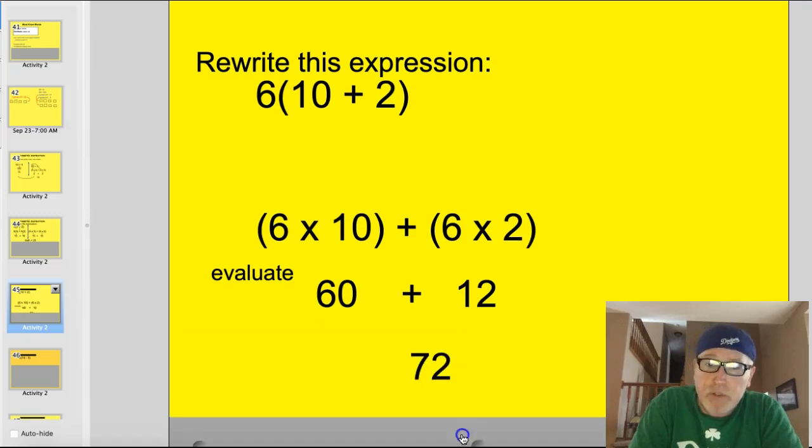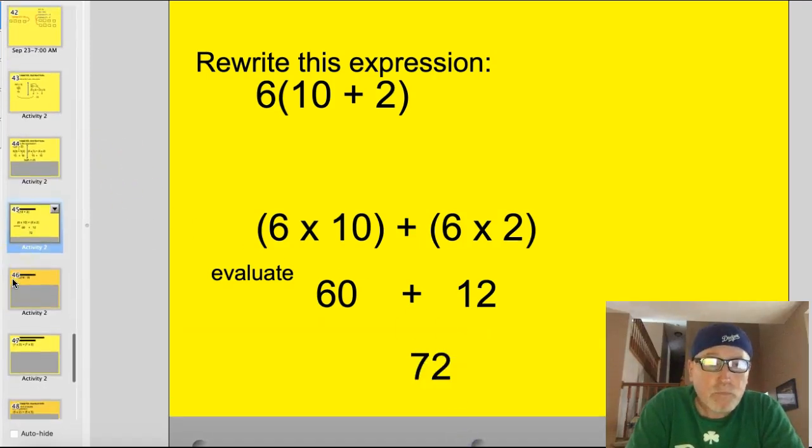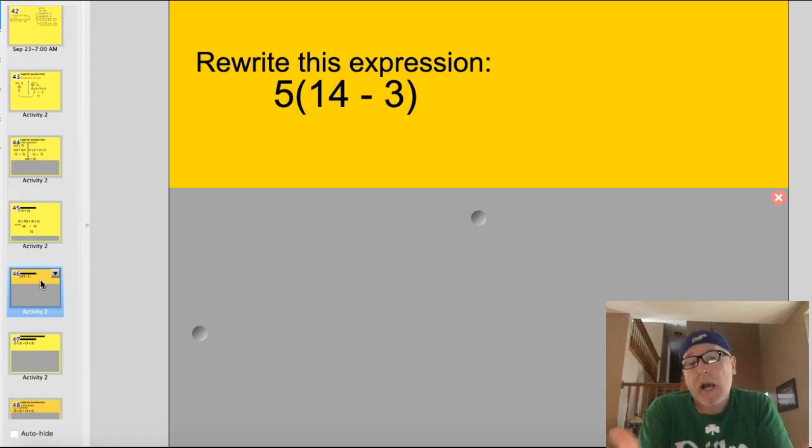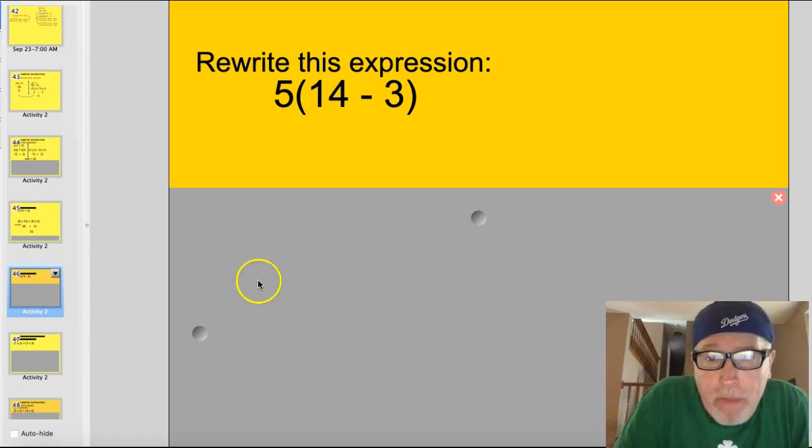If I can get my screen to go down. There it is. All right, I'm going to have you try your first pause problem. I want you to do the same thing here. See if you can rewrite it. If you can rewrite it with 2 sets of parentheses and you want to try evaluating it, that would be awesome. But at least let's get it rewritten. Okay, let's see how you did.